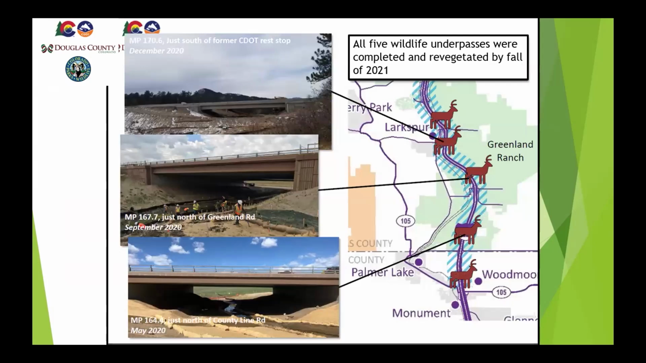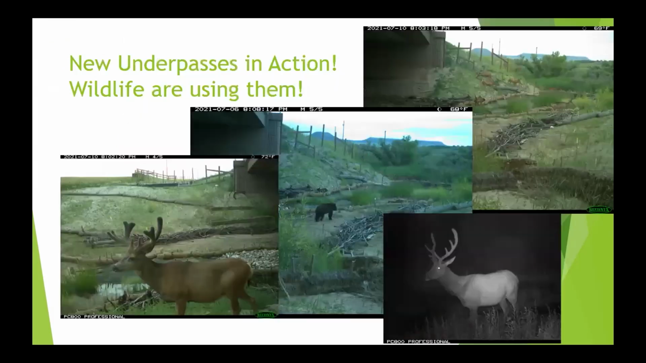And these are pictures of 3 of the 5 underpasses, just to, again, give you some scope and scale of what these things look like right after construction. Of course, they're more vegetated now. And they're being used. Our wildlife cameras and data are showing some heavy usage, and different species are using more of one and less of another, but they're all being used.